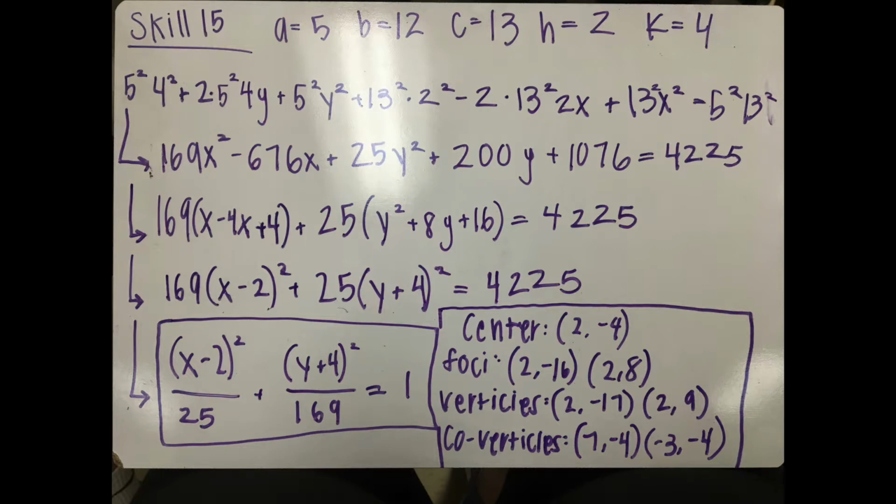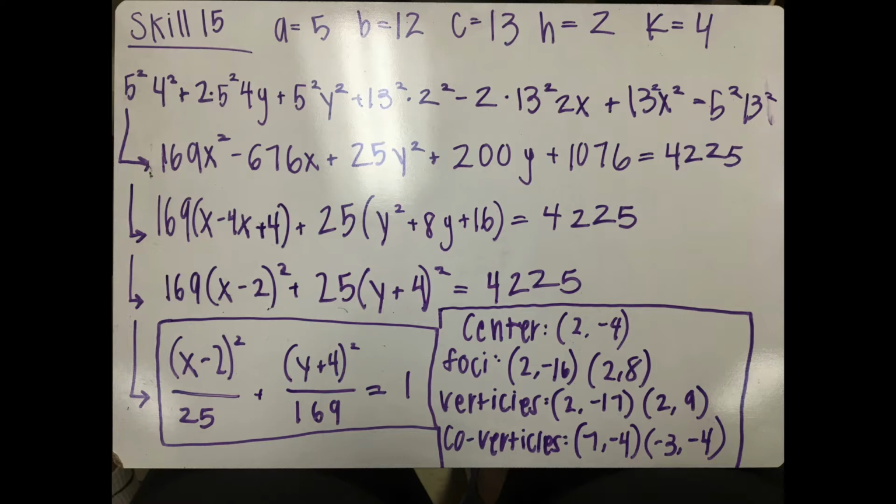Next, I found the center of my ellipse to be at (2, negative 4), because those are the values that you can plug in for x and y to get the numerators equal 0. Next, I knew that my foci were going to be at (2, negative 16) and (2, 8). I knew that the x values were going to be the same as the center of the ellipse because it has a vertical major axis. And then in order to get my y values, I added and subtracted 12 from the y value of the center because the foci are 12 away from the center.